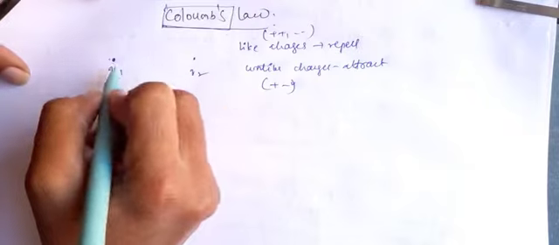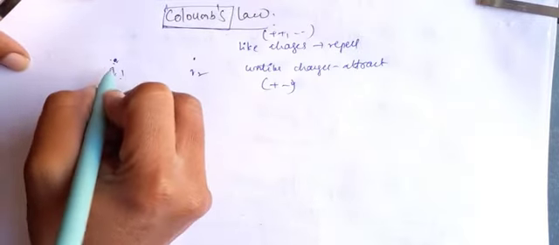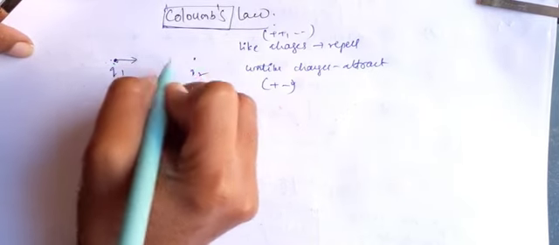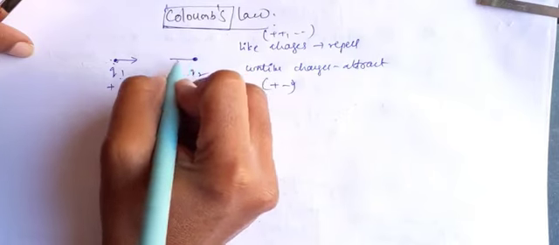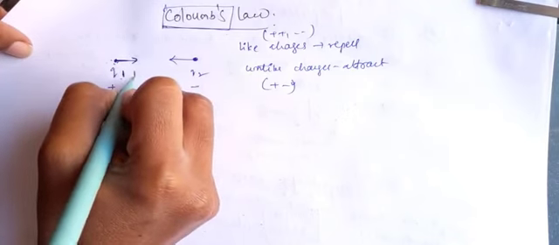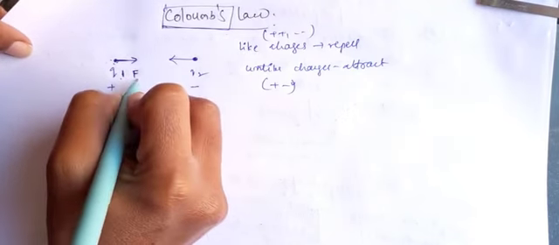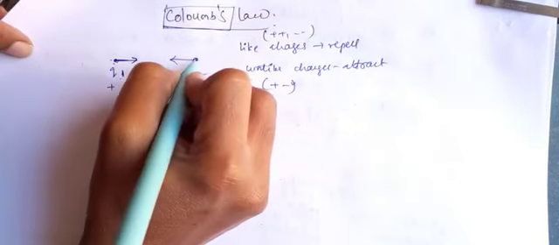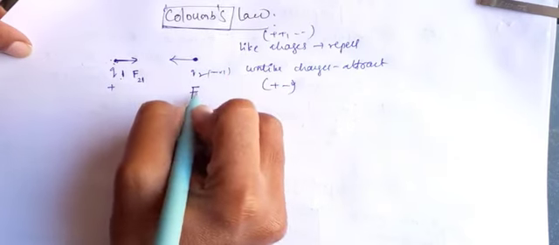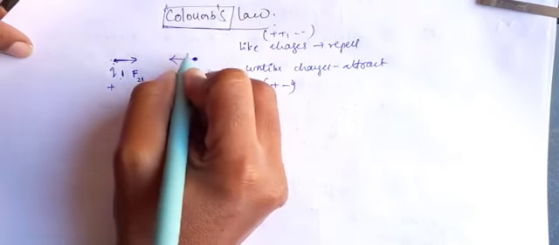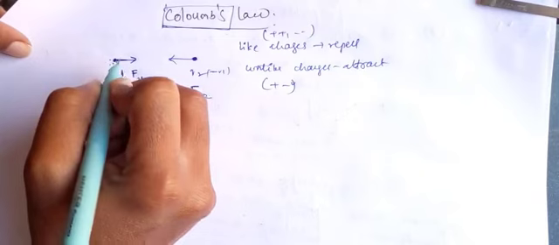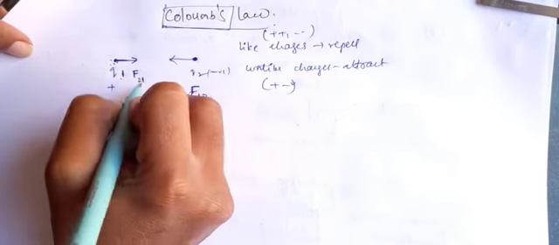Okay, so now I am taking these two charges. If this is positive and this charge may be negative, then this positive charge will apply force on the other charge, and the other charge will apply force on this charge. So this is the force on the second charge due to the first charge, and this is the force on the first charge due to the second charge.